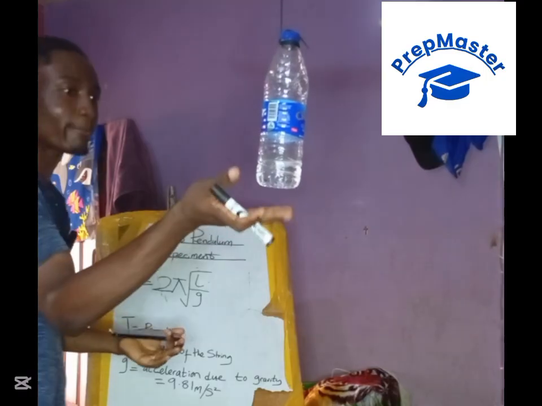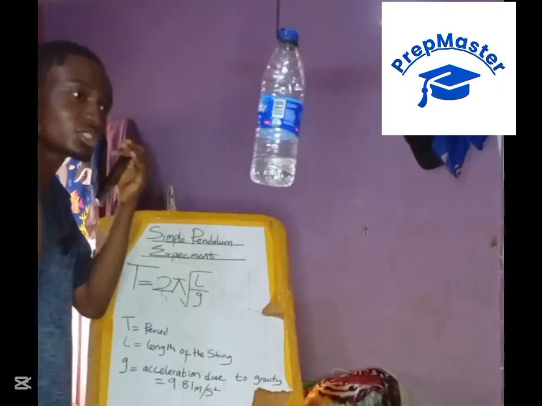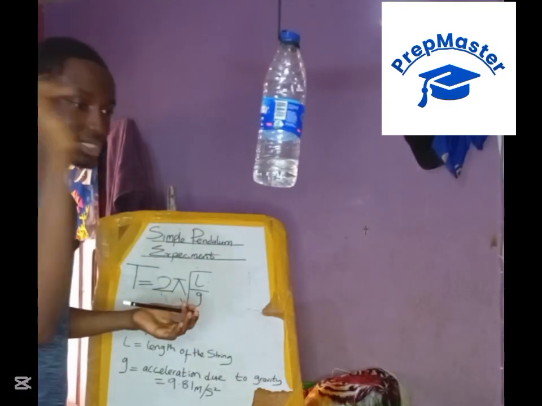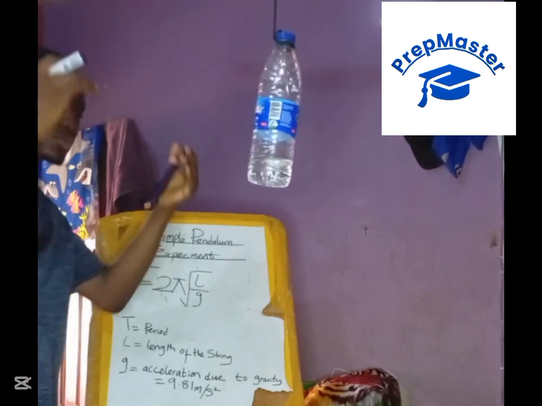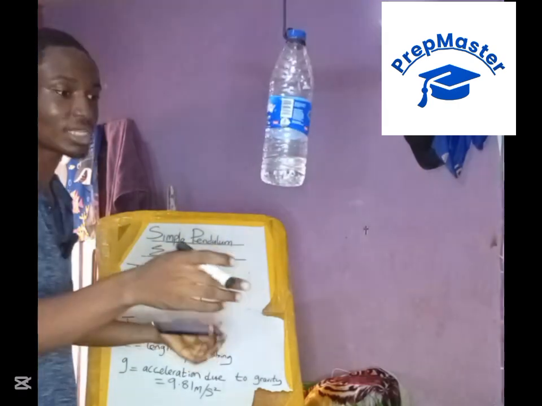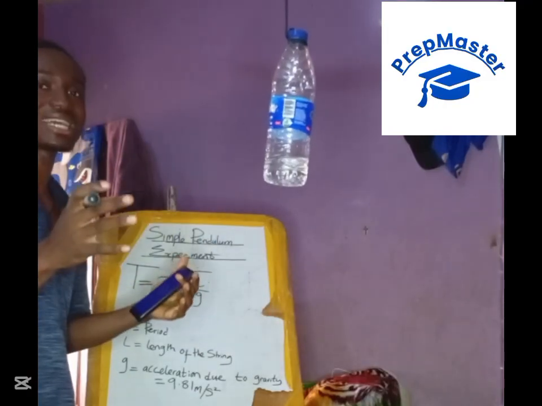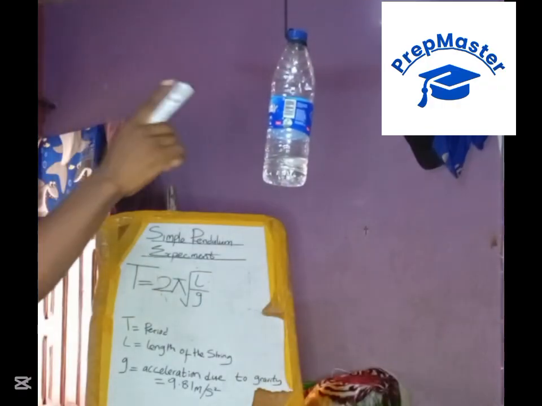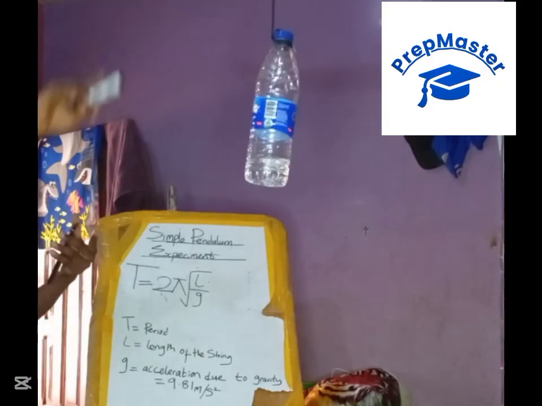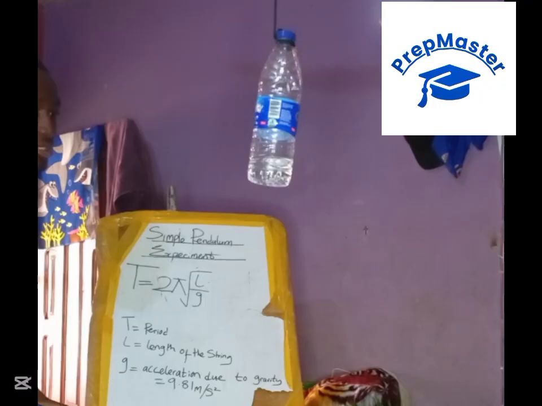That means if I increase or decrease the mass of this pendulum, the period of oscillation will always be the same. If I do 10 oscillations with a bigger mass, the period of oscillation will still be the same, and with a smaller mass, it will still be the same, as long as the length of the string and the acceleration due to gravity, 9.81, do not change. So let's get right into the experiment.